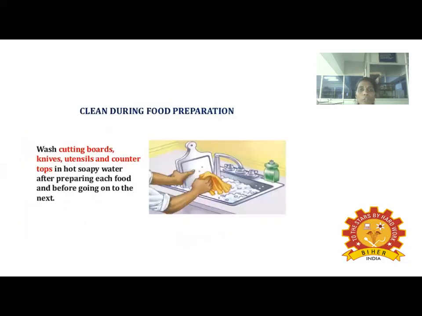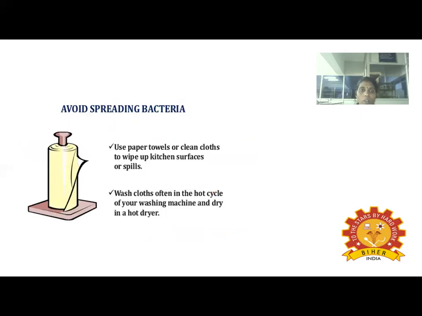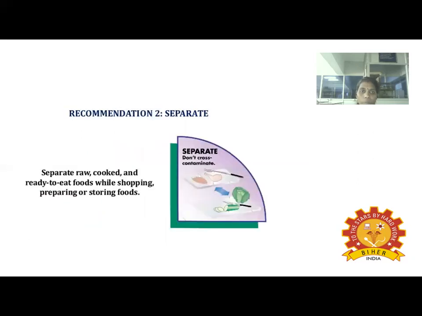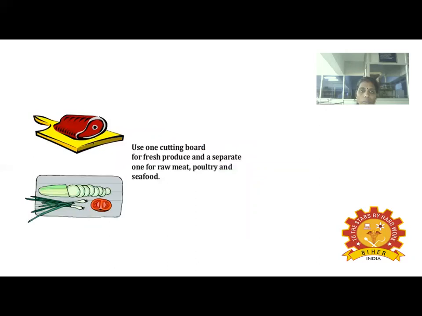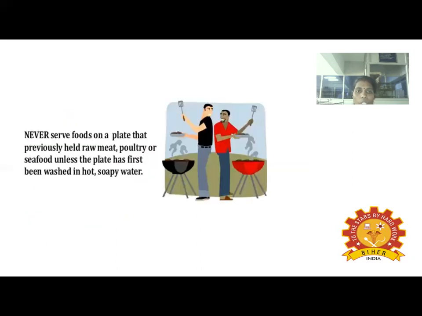Then clean during food preparation. Wash cutting boards, knives, utensils, and countertops in hot soapy water after preparation of each food and before going on to the next. Then avoid spreading bacteria. Use paper towels or clean cloths to wipe up kitchen surfaces or spills. Use one cutting board for fresh produce and a separate one for raw meat, poultry, and seafood.